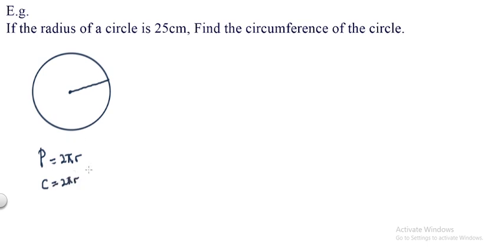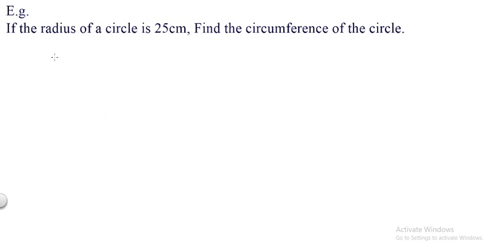Pi is a constant value. So pi is often equal to 22/7. Let's jump onto the question and solve the question. So when given a question, the first thing you write is solution.